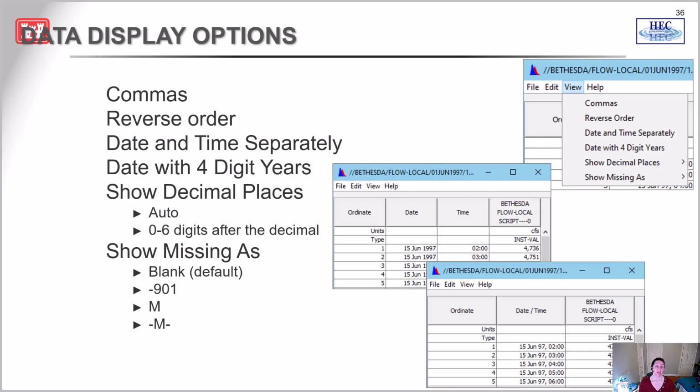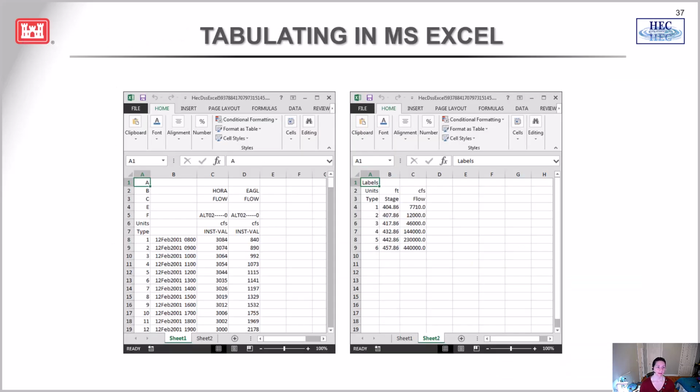So you can change how you view these tabular areas as well. Through the view table, you can change the order, you can separate the date and time, you can change the decimal places. Those are all available to you on the table itself. You can also change how you show missing. When you tabulate in Excel, it looks very similar, except it's in the more familiar style of Excel.